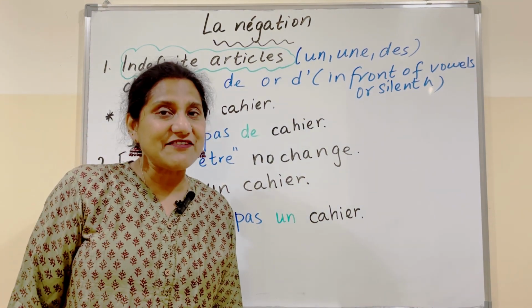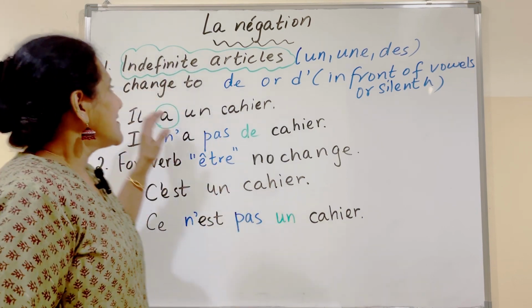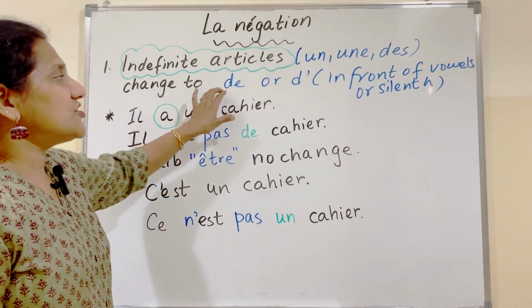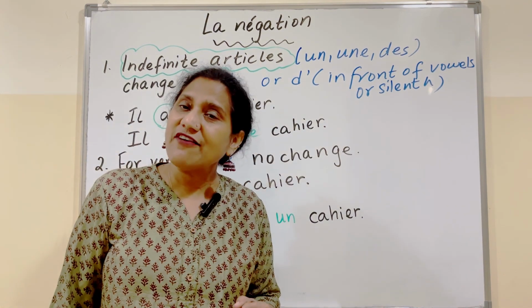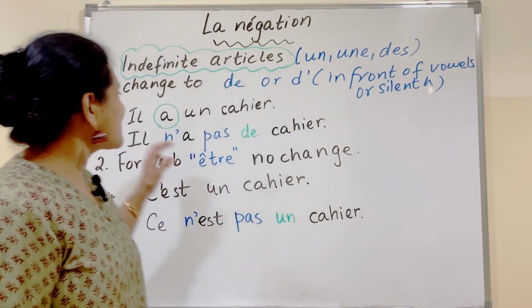Indefinite articles in French are un, une, des. These indefinite articles in negation will change to de or d'. When will it change to d'? In front of vowels or silent h.